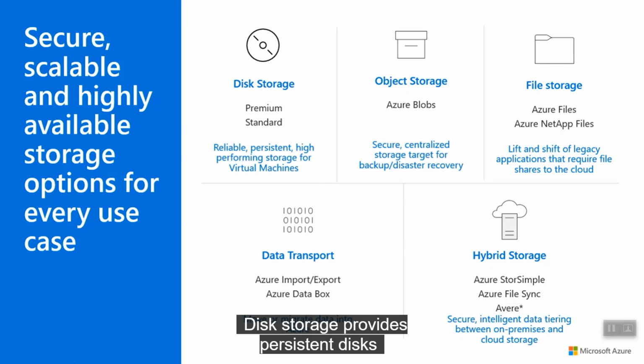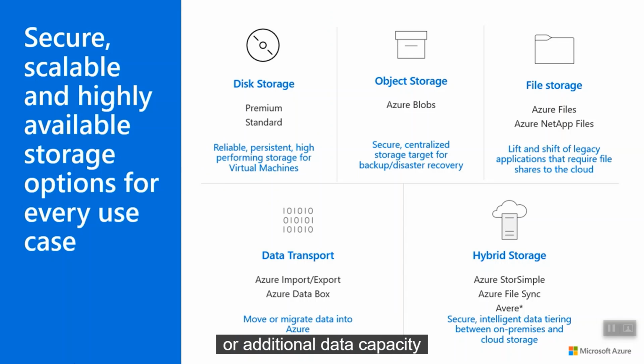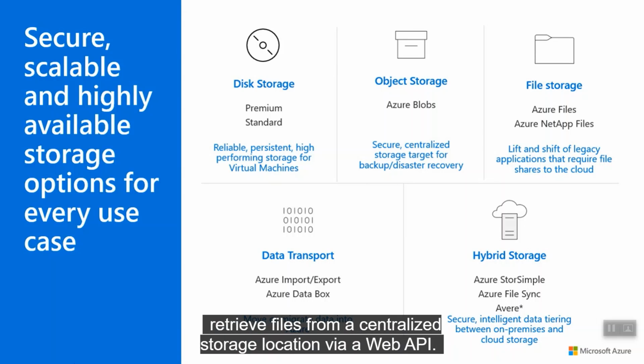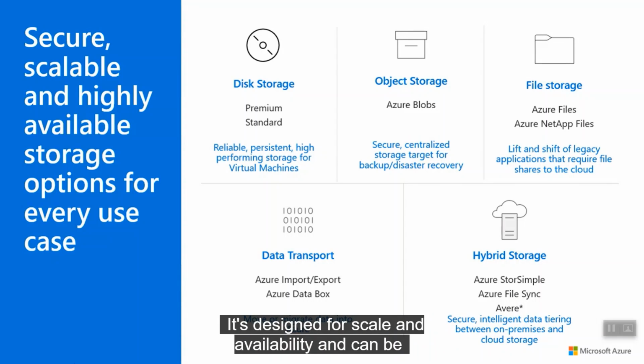Disk storage provides persistent disks that can be mounted to a virtual machine for both the operating system and applications, or additional data capacity that you may need within your virtual machine. Blob storage is an object storage service that enables your applications to store and retrieve files from a centralized storage location via a web API. It's designed for scale and availability and can be accessed from anywhere via HTTP requests.